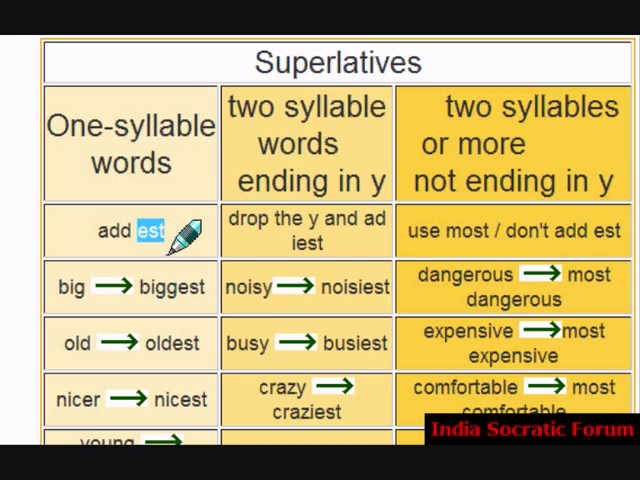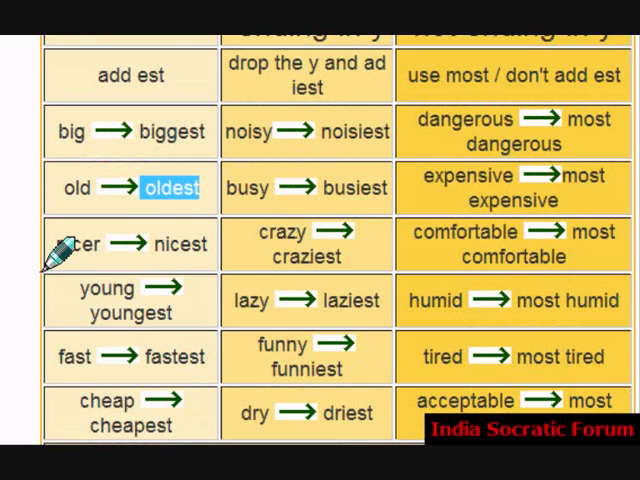est. For example, you see a word big, the superlative form is biggest. Old, oldest. Nicer, nicest. Nice, nicer, nicest. Young, youngest. Fast, fastest. Cheap, cheapest.